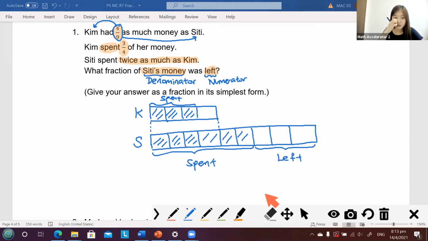Okay, left. So now the question is, what do you put in your fraction? Just now I explained already what fraction of Siti's money. That's the denominator. So her money is a total of 9 units. Numerator is what is left. So you have 1, 2, 3 units left. Okay, so you have 3 out of 9. Then you simplify. What's your final answer? Can you type into the chat?